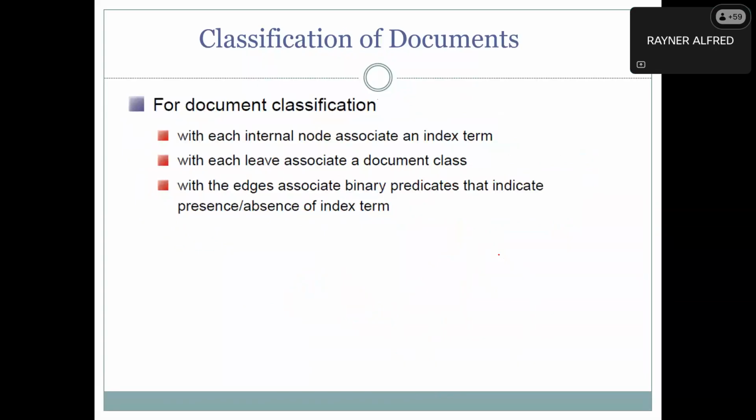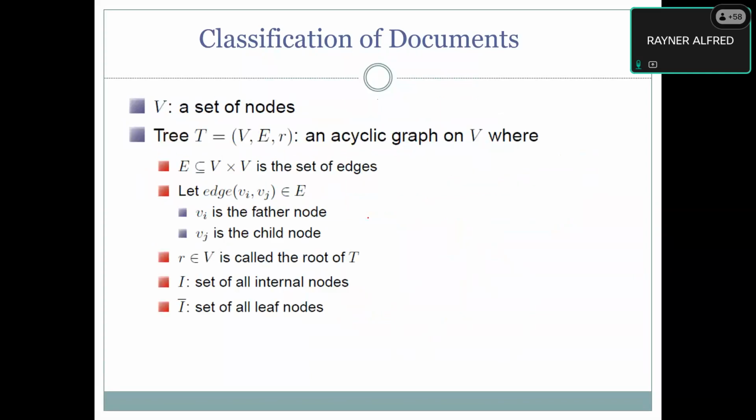Okay. So for document classification, how do we apply the tree? How do we visualize the application of the tree for document classification? What we have here is that for each node, we will have an index term, with each leaf associated with a document class. With each edge associated with binary predicates that indicate the presence or absence of the index term. So whether they exist or not exist.